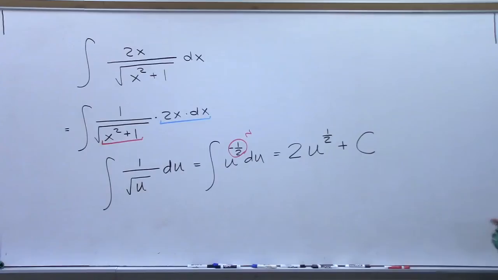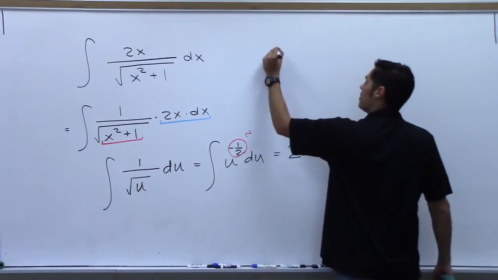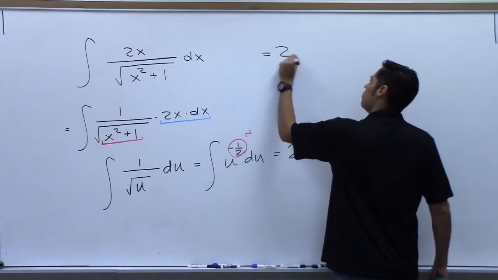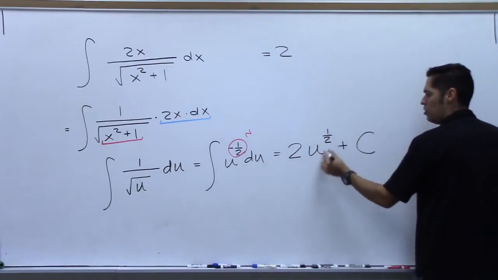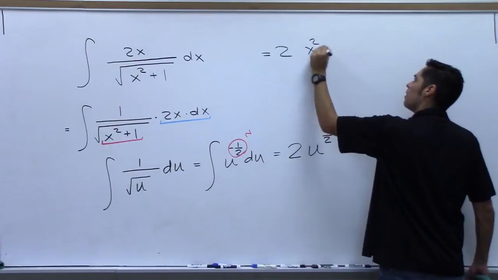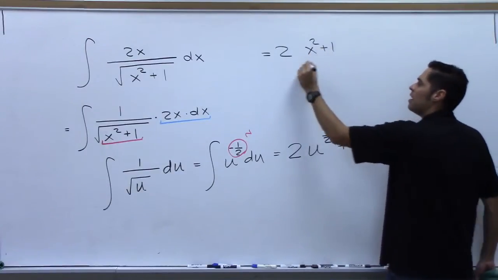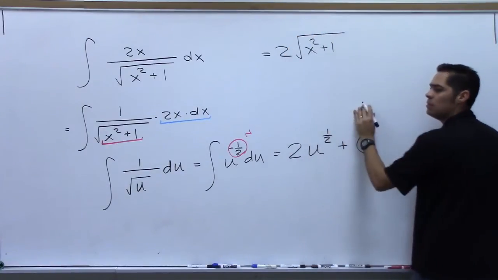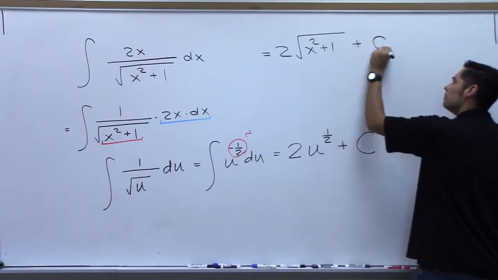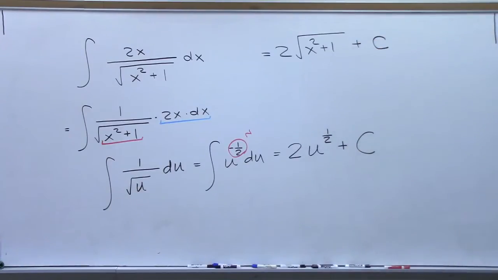Are we done? Nope. You have to always go back, right? Switch back. What was u? So this is going to be equal to 2. u was x squared plus 1 to the 1/2, right? But that's the same as the square root. And then plus c. That's it.